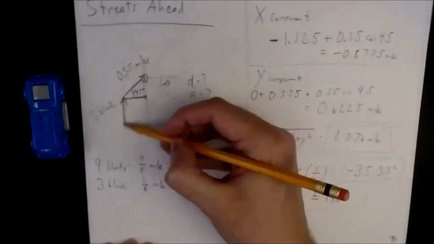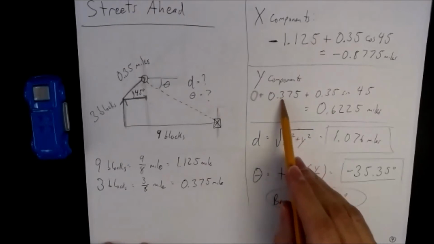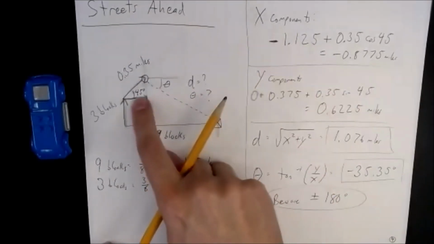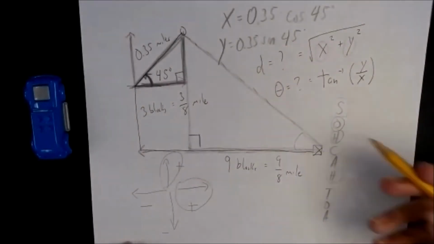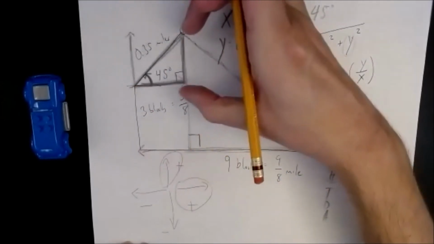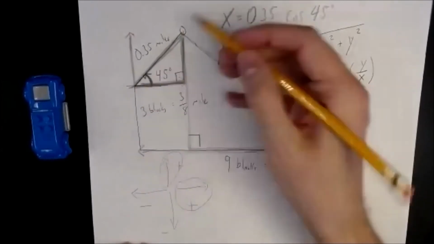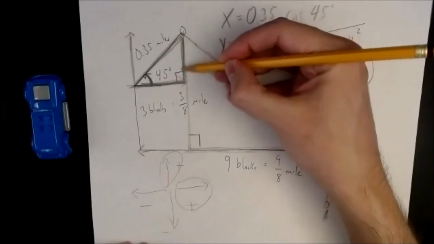But we've got the 3 blocks north. 3 blocks we decided was 0.375 miles, so that goes there. And then we have to figure out what the y component of that vector is. So going back here, we already talked about this, but we can always take this and reposition it over there so that it's easier to think about, because you can make a triangle out of it. Just pick it up and plop it down there. And then that's now the opposite.